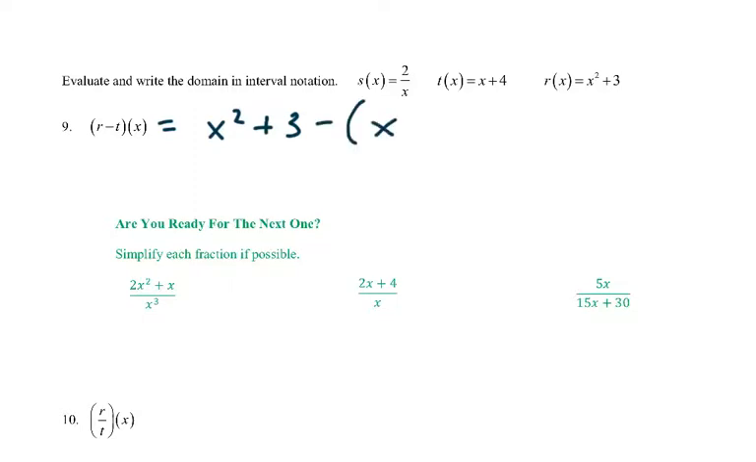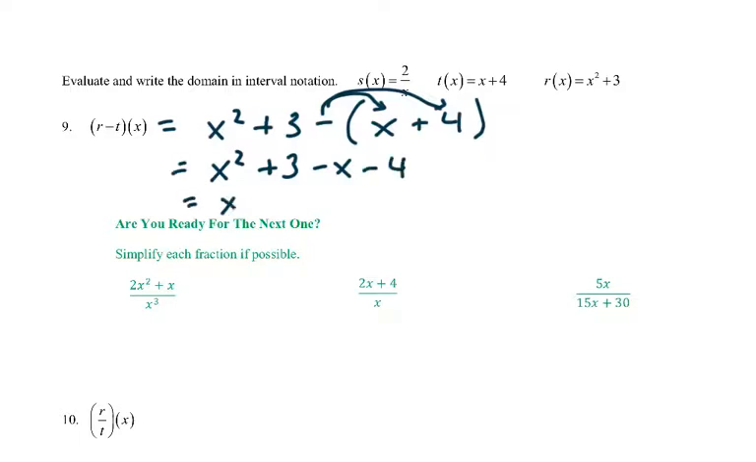So when I subtract those, we can distribute this negation to both terms inside the parentheses. So we get x squared plus 3 minus x minus 4. And so that becomes x squared minus x minus 1. And the domain for this function, since there's not a fraction and there's not a square root, would be from -infinity to infinity.